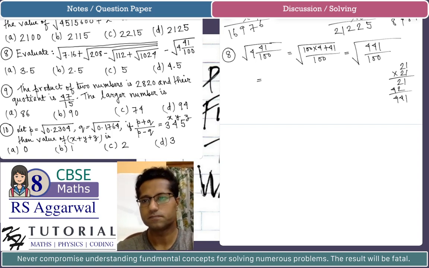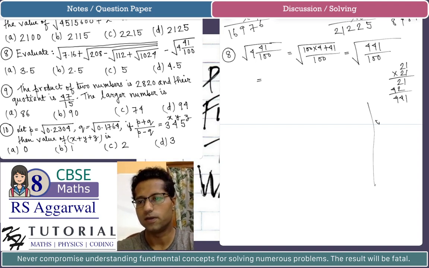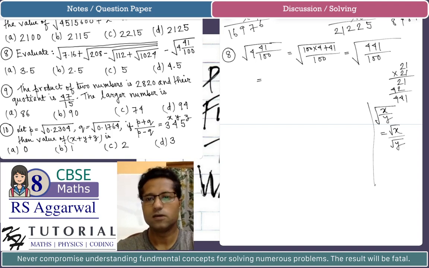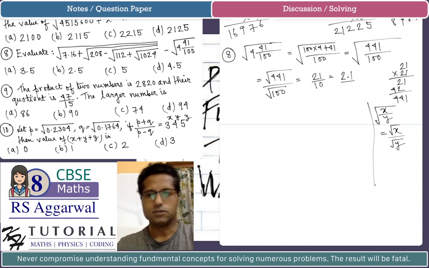So we will apply the formula that the square root of a fraction x by y is equal to the square root of x divided by the square root of y. So this will be the square root of 441 divided by the square root of 100. So this is equal to 21 by 10, which is 2.1. Okay, that was that.